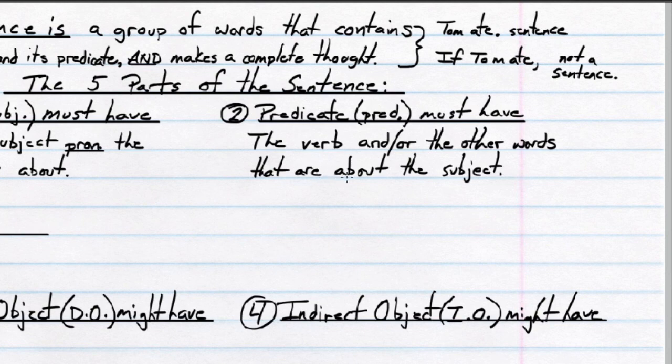Okay, the verb and other words that are about the subject. Let's have an example here. Start with the original subject, Tom, and let's go with the verb gave. I could say Tom gave. That is a complete thought, and it has a subject and a predicate set. If I were to draw it out, it would look like this.